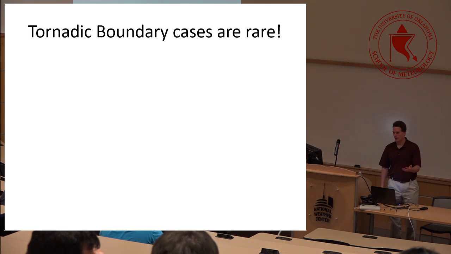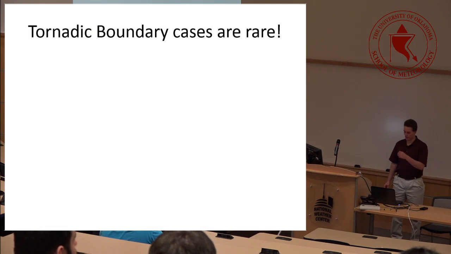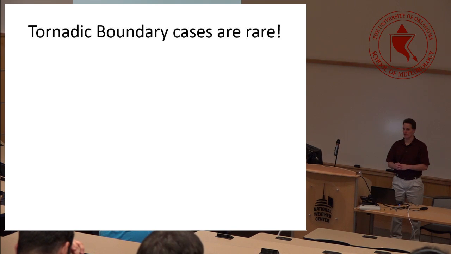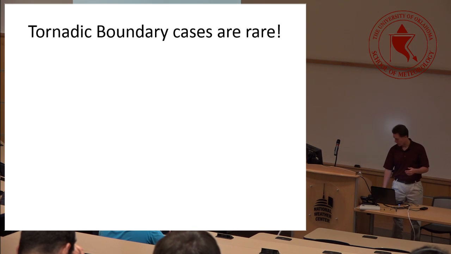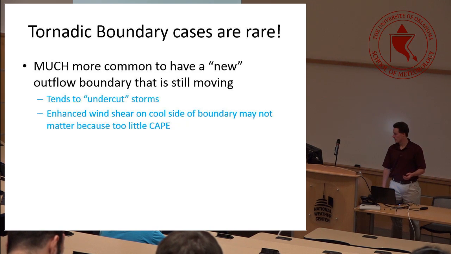Okay, now here's the problem. These tornadic boundary cases, I have one from September of 2014, and then I have one from May of 2008. How many years between those two? Lots. Good six and a half years in there. It's not easy to find them. Most boundary interactions are not particularly helpful, or something else goes wrong.